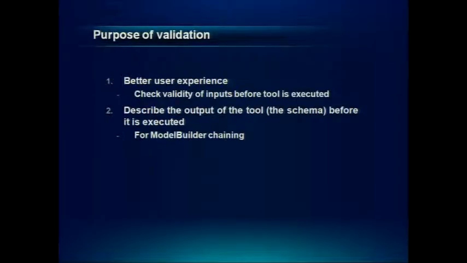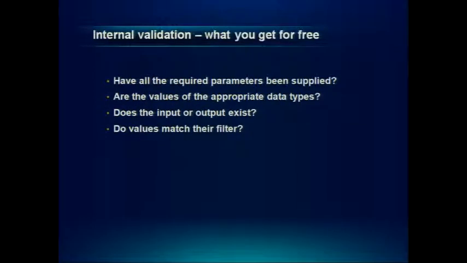We talk about validation a lot for two reasons. One is just for better user experience: check the validity of the inputs before the tool is executed. If I type in a field name that doesn't exist, I get that big red X saying this field doesn't exist. If my output exists, I get that little yellow message box saying that output exists. The other reason we do validation is to describe the output of the tool before we run the tool. This is so we can chain things in ModelBuilder. We do that with something called a schema. So I want to demo both of those concepts.